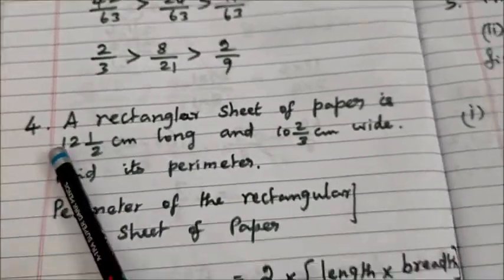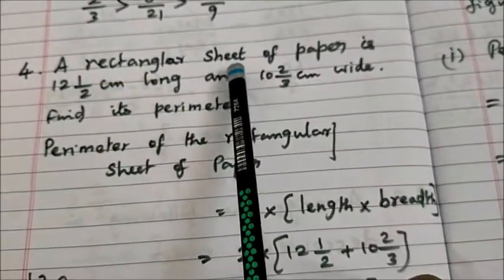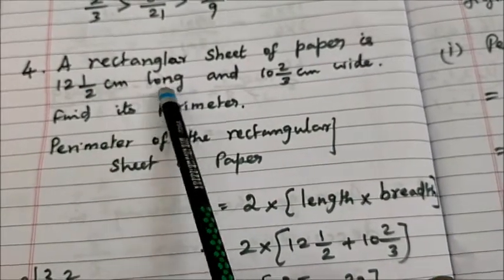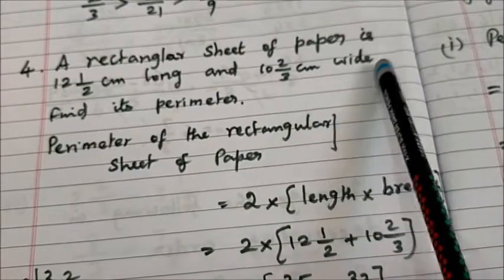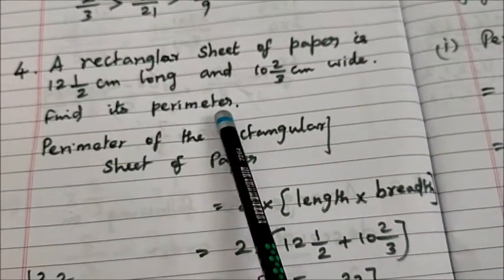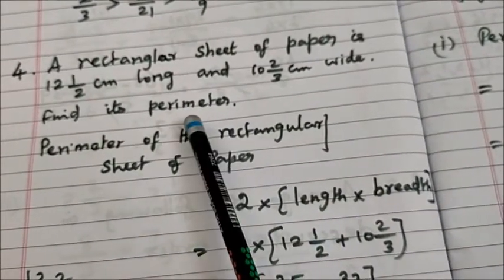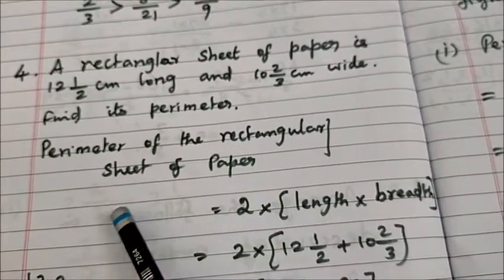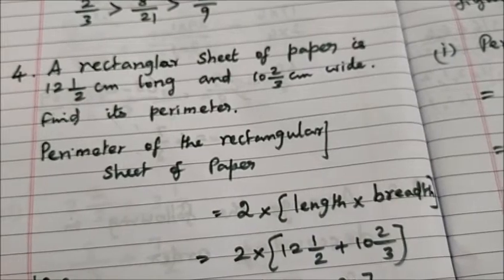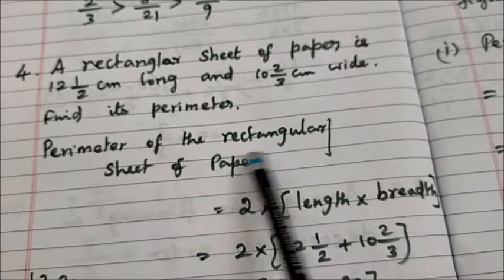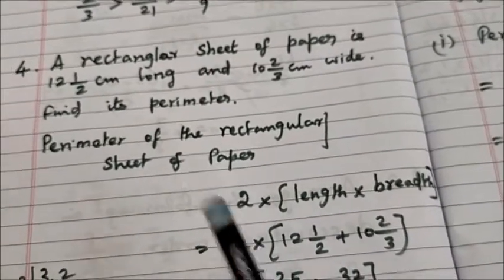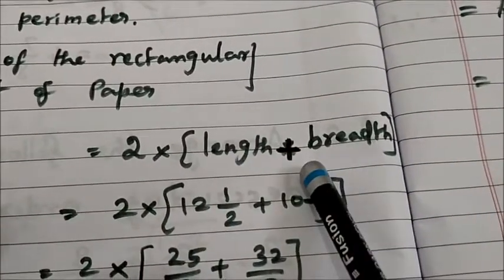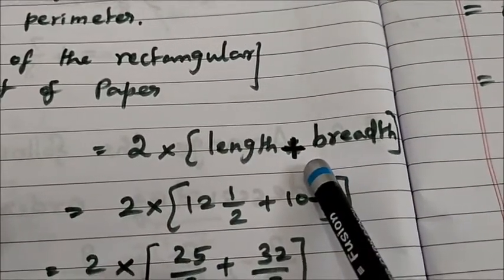Okay, now we move on to the fourth sum. A rectangular sheet of paper is 12 1 by 2 centimeter long and 10 2 by 3 centimeter wide. Find its perimeter. Perimeter means what? We have to add all the sides of the given figure. That is perimeter. So the perimeter of a rectangular sheet of paper, the formula is 2 into (length plus breadth). I think you have studied this last year.